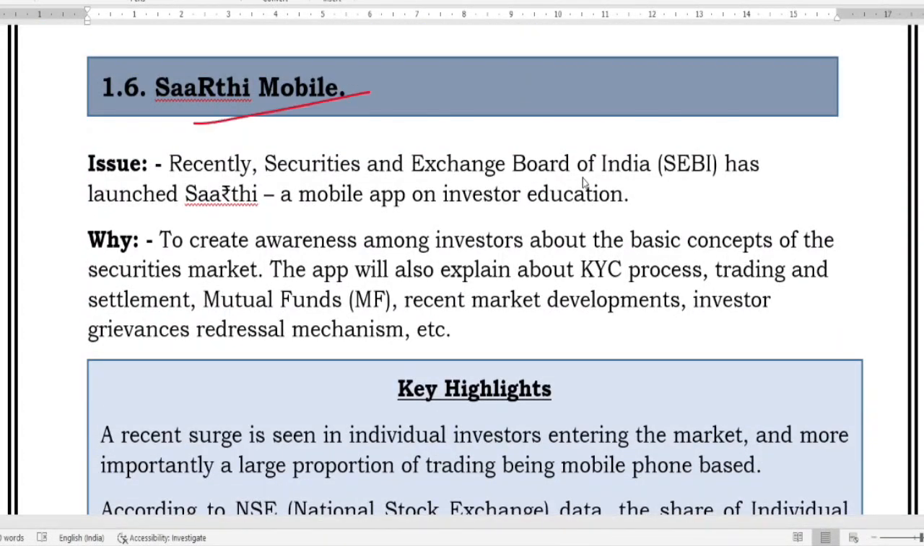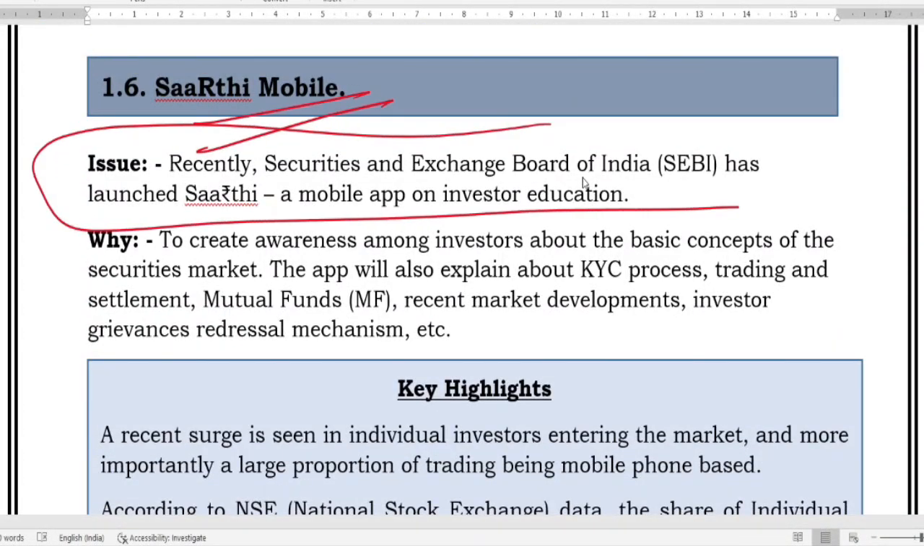Sarthi Mobile. So this is an app that the Securities and Exchange Board of India (SEBI) has recently come up with. For what? To create awareness among investors about the basic concepts of the securities market. Dekho, since you are preparing and we are helping, we were students once. So when we hear about the market, paisa hi paisa hai, that is what we think. Now see, we are enough qualified to understand what the market is and how it functions, at least at a basic level.